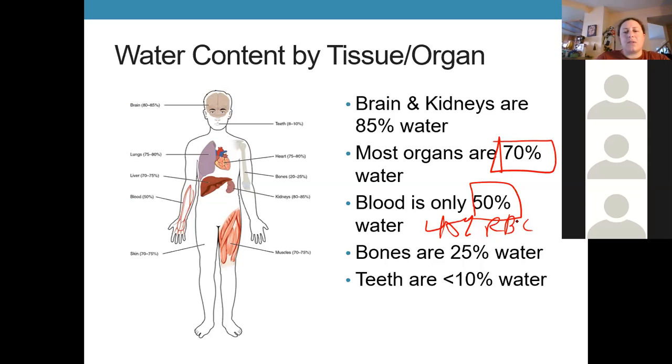Bones are usually about 25% because there's so much mineral in them, and because teeth have even more mineral, they're not even 10% water. And I always forget to actually look up, and it's not on here, what adipose is, but I assume it's less than that. It's got to be pretty low, because basically the only water in there is what's in the nucleus of each cell and the capillaries surrounding the adipose.